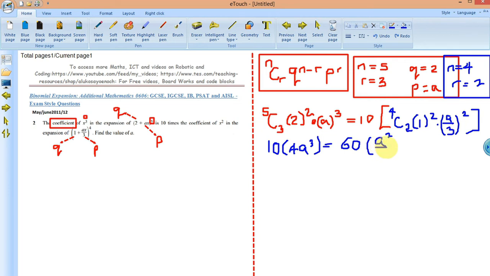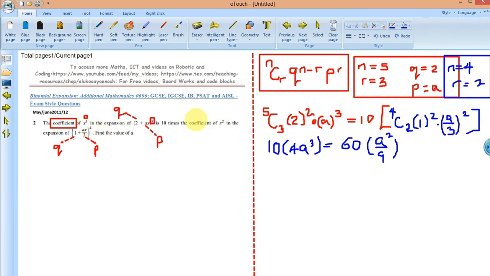Guys, hope I'm communicating right. That is a squared over 9.